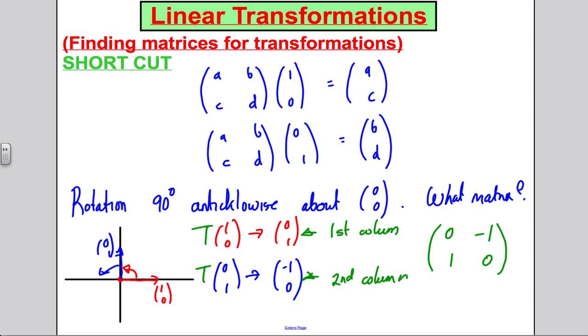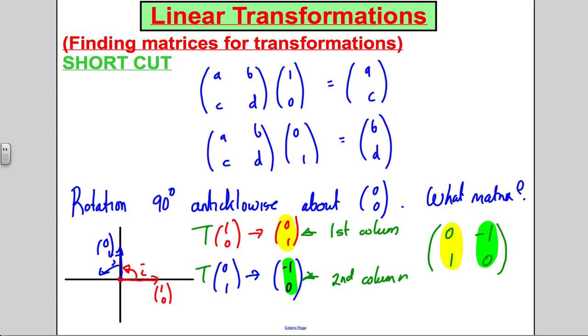I could tell you what the matrix is for a rotation 90 degrees anti-clockwise about 0, 0 by just seeing what happens to the i and j components, drawing it, and seeing where they ended up. Where the i component ended up will be the first column of the matrix that represents it. And where the j component ended up is the second column of the matrix. And therefore you have your matrix.